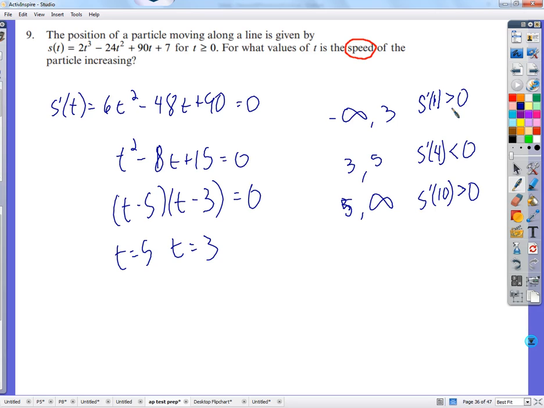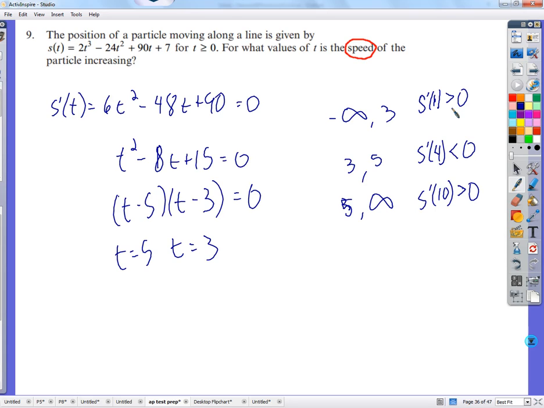Okay. Let's think about this. Can we just find the points of inflection? Yeah, we need to know the points of inflection. Because let's bring it down to this. I could be moving forward, right? And my speed could be positive, right? Right now, is my speed increasing or decreasing? Decreasing.